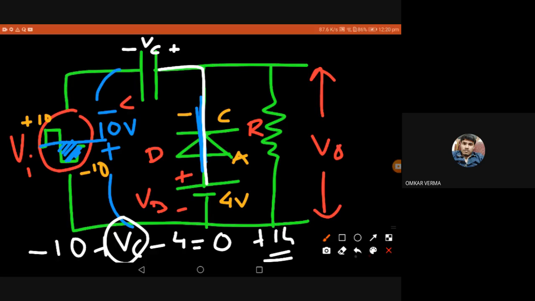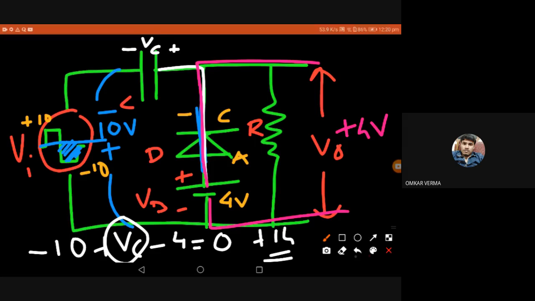Okay. Then what happened? Now we have calculated VC. Now what is the output here? Just remember what is the output here at this point. Your diode is short circuited. So output is getting the VB only. That means plus 4 at this point.